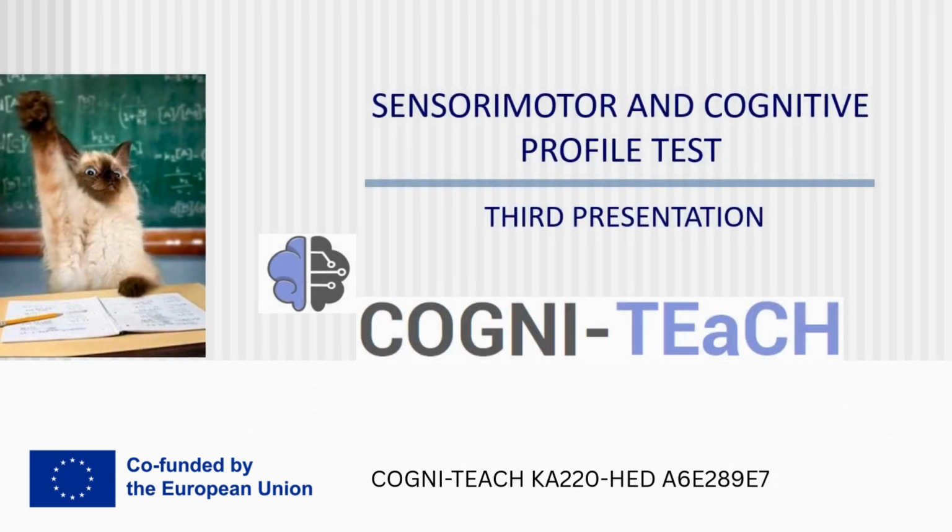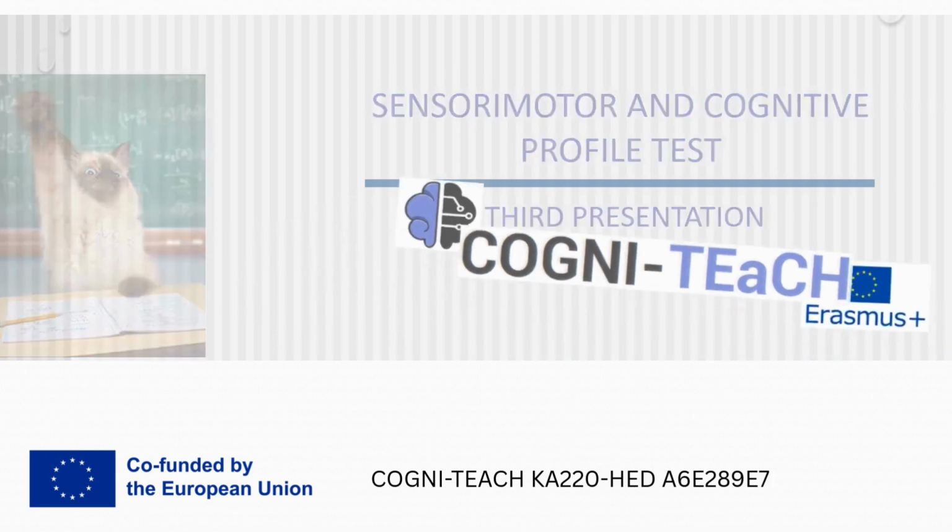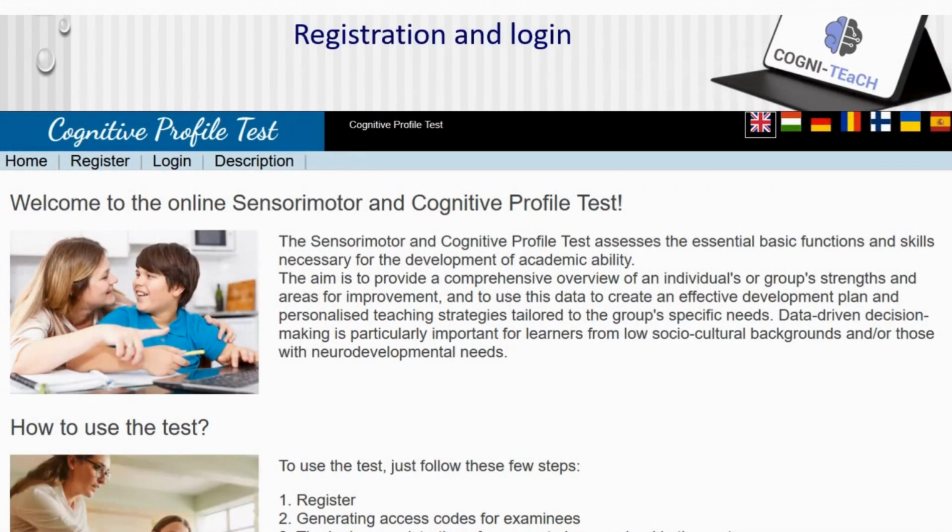In the third part of the presentation series on the Sensorimotor and Cognitive Profile test, we introduce the initial steps of using the test. The test's main page provides a brief overview of the key information regarding registration, login, generation of access codes, completing tasks, and viewing results. The option to select or switch languages is always available.